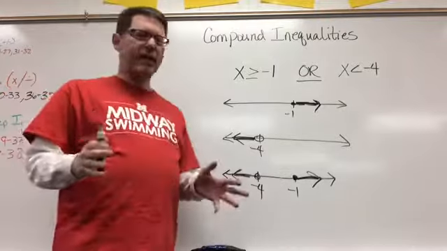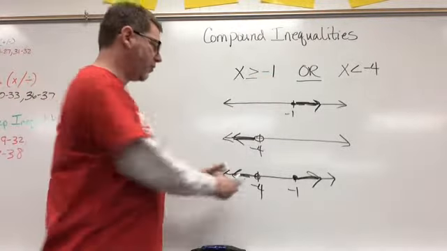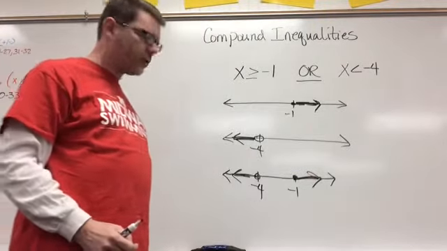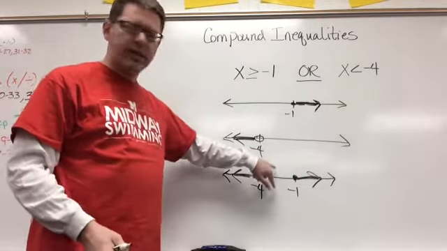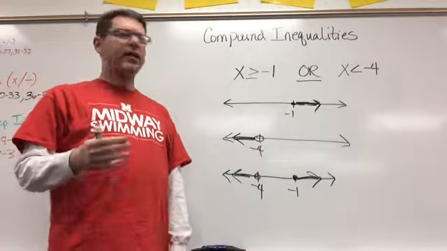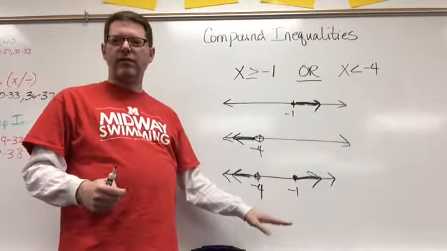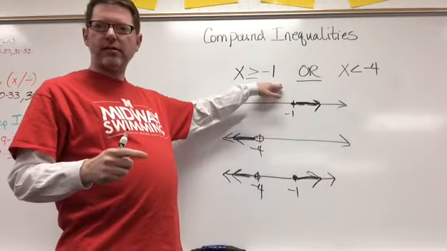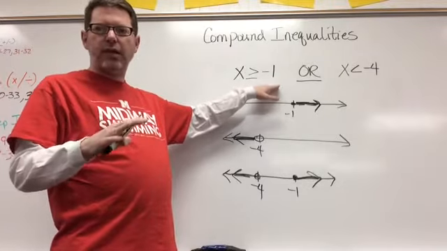So all of my x's that work here are the ones that are less than -4 or greater than or equal to -1, and there's really nothing that overlaps, because typically, most of the time, in an "or" statement, the lines do not overlap. Now, you're probably thinking, I could rewrite this just like I did an "and" statement. No, you can't.